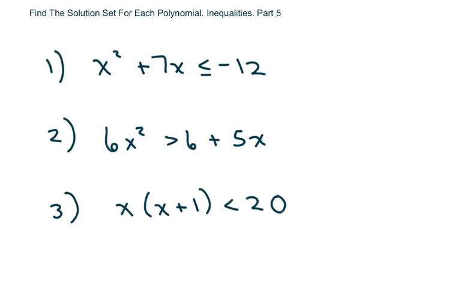Hi everyone, we're going to find the solution set for each polynomial inequality. This is part 5, and we're going to do these 3 problems. So the first one we have is x squared plus 7x is less than or equal to negative 12.